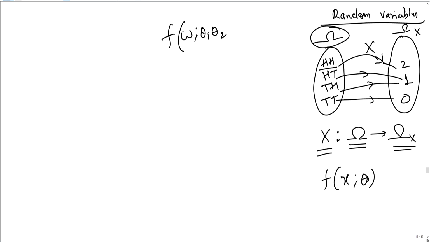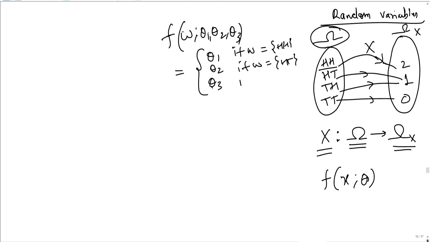We have done this earlier as well in the previous lecture. So, this is what we end up doing: the probability assigner function would be defined in this way: theta 1 if W is HH, theta 2 if W is HT, theta 3 if W is TH, and 1 minus (theta 1 plus theta 2 plus theta 3) if W is TT. So, this is what you would do if you are defining this probability assigner function on omega. But if you have to define this probability assigner function on omega x, you do not need such a complicated function.